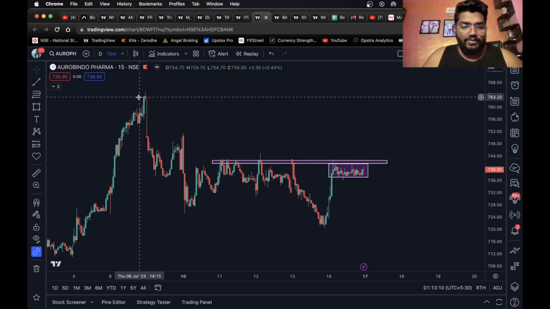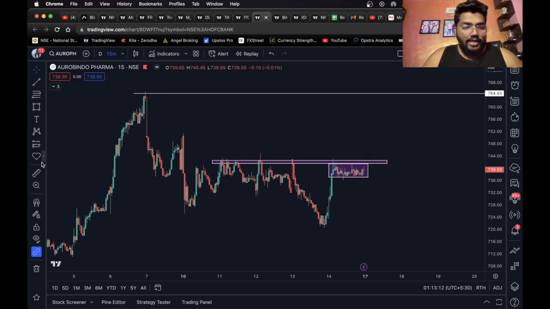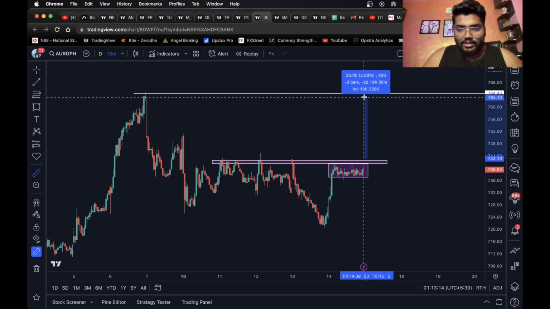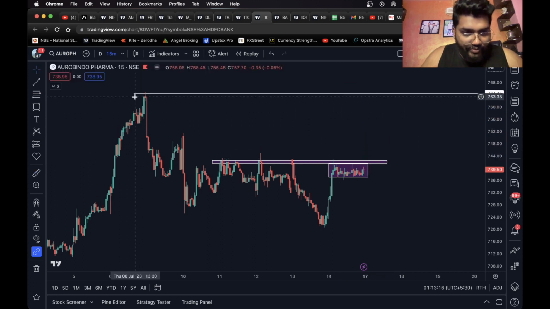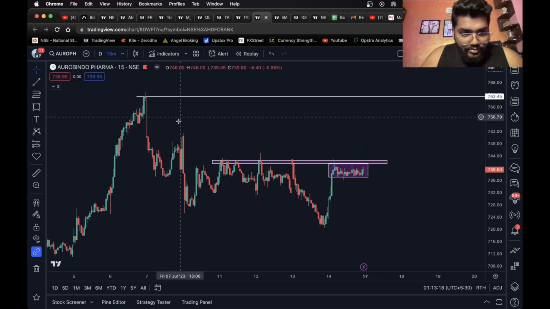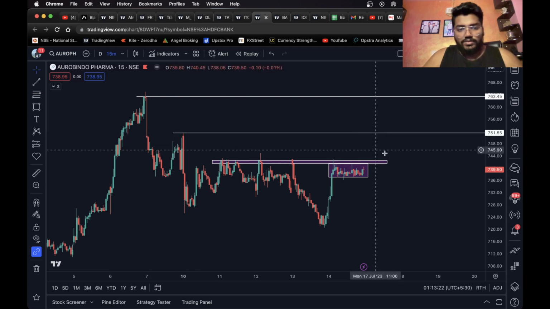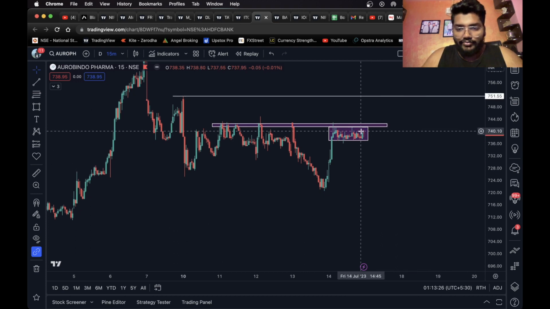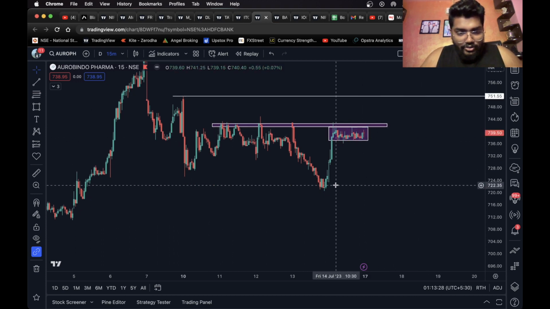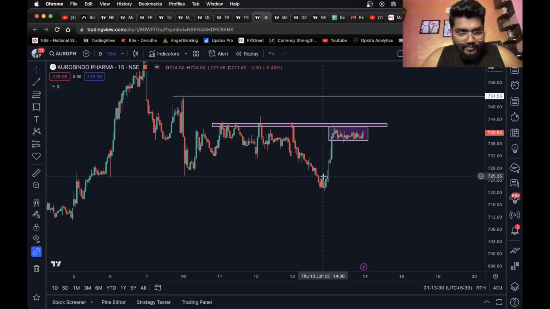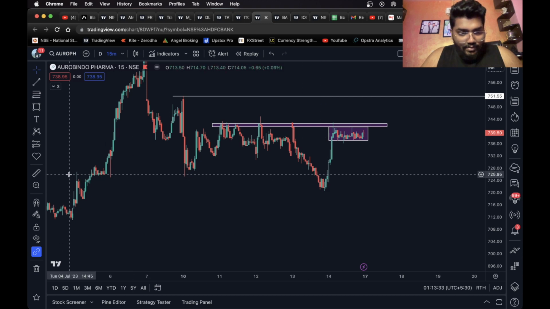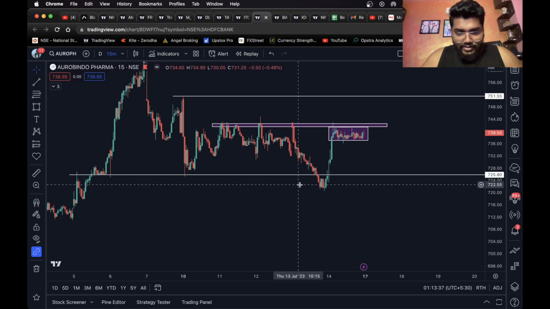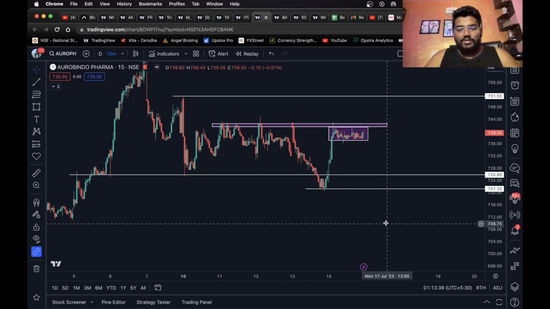Once it closes above this level, I think a long entry can be taken, and this level can be considered as the long target. I'll just check how big this is. Okay, 2.5% is big. So you can consider this level as your first target, and this as your final target. If it closes below this level, a short entry can definitely be taken, and we can consider this level as a first target, and this level as a final target.